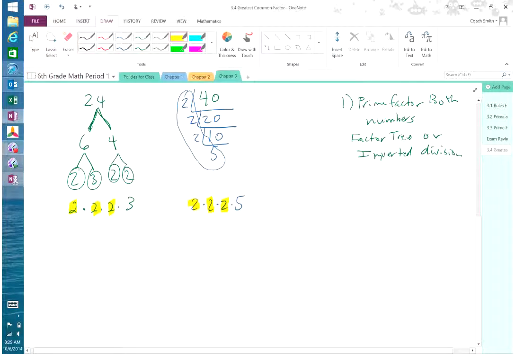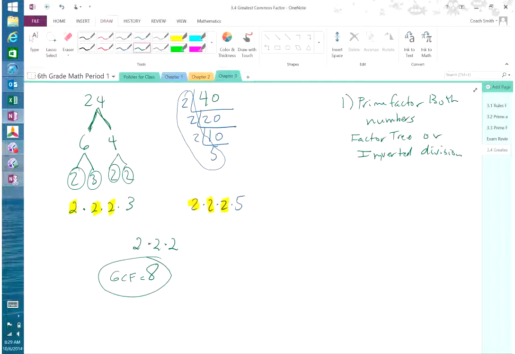Okay, so I have 3 2's. So I have to go 2 times 2 times 2. What is 2 times 2 times 2? 8. So the GCF, just like in our other example, is equal to 8. Okay, so that's a shortcut, a little shortcut that you can use, and they're going to say, there are a couple of them.